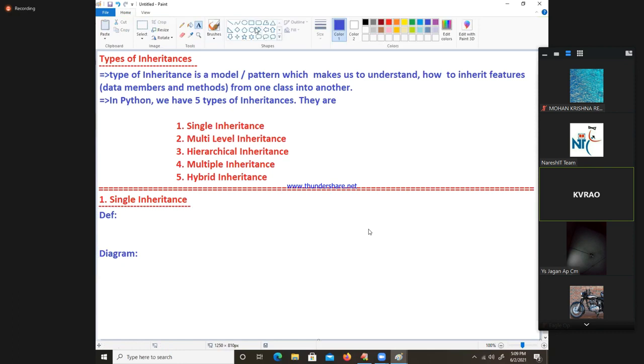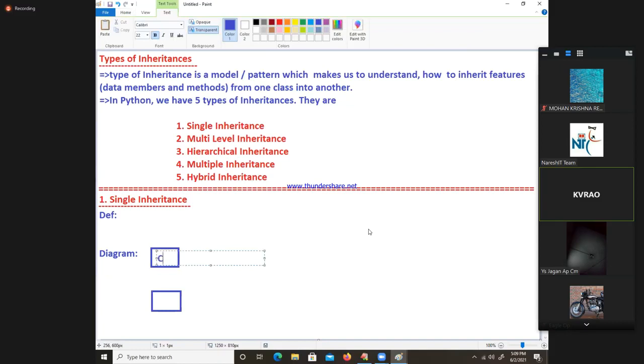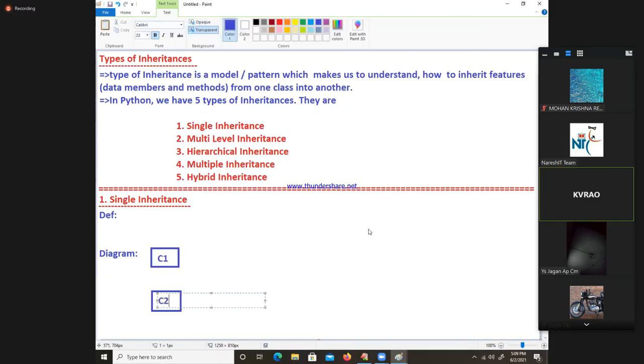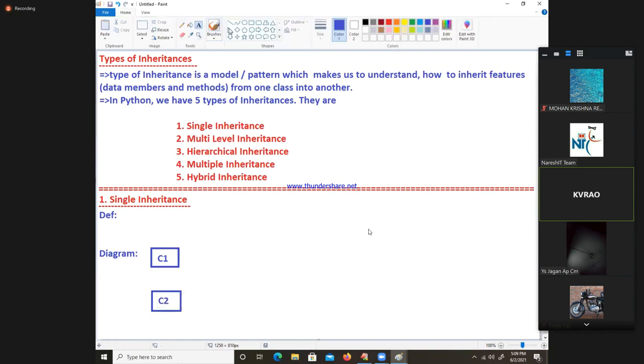Very, very simple. So this is a pattern or model we say. This is one class. This is another class. This is called C1, and this is called C2. C2 is a class. The C1 class is giving the features to C2. I am writing one arrow in the diagram only to make you understand.